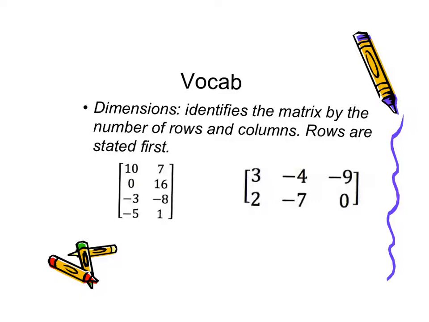So if we look at our first matrix here, we've got a 4 by 2: 4 rows, 2 columns. Our second matrix is a 2 by 3. Again, 2 rows, 3 columns. So that's how we identify what the matrix or matrices look like.